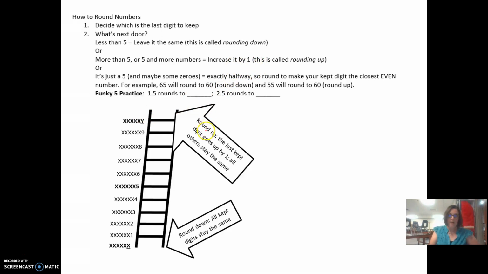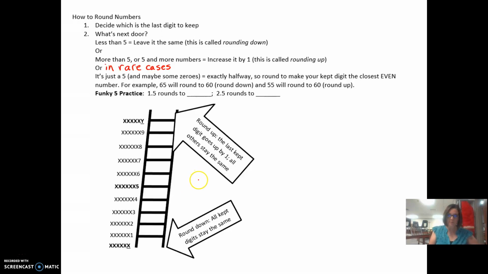Here's the rule that only chemists use. I call it the funky 5 rule because it's pretty funky and it only applies when it's exactly a 5. I wish I had put in rare cases, because it is very rare that something ends in exactly a 5. But if it does, you are exactly halfway on this ladder. You're not closer to rounding up or to rounding down. So how do you decide? I think in the past, you've always rounded up, but chemists have this worldly view of things that we don't want to always round up.